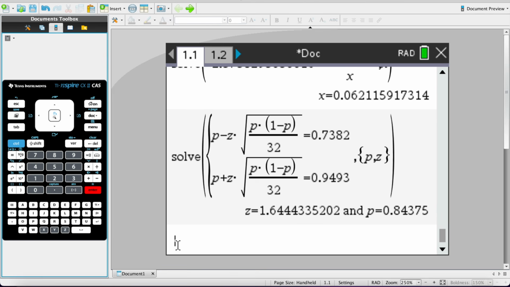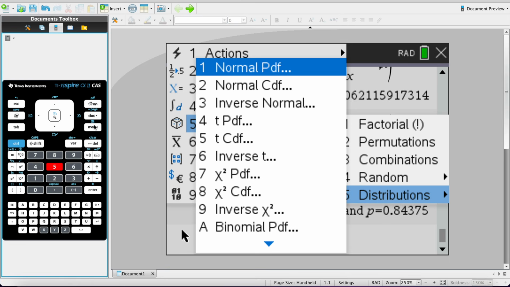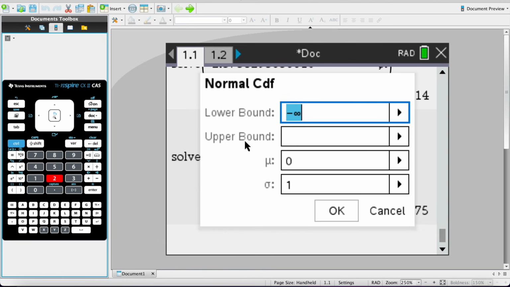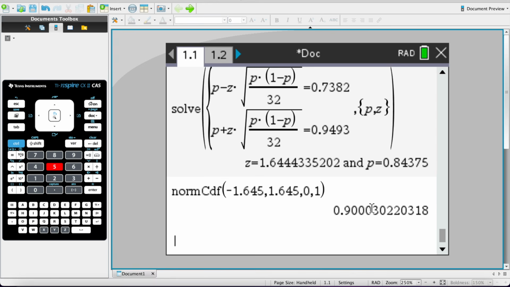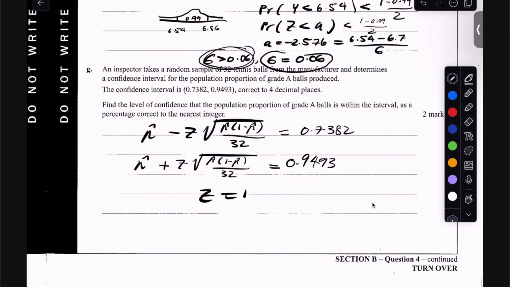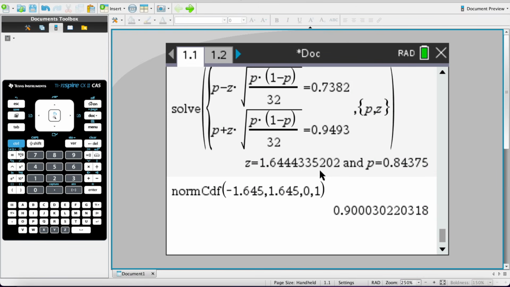Basically, we need to find the probability that it's between negative this and this, and that will give you the confidence interval. So menu 552, negative 1.644 or 645, I don't really care, because it's the nearest integer, and then 1.64501, and it's 90, so 90%. So you can write down here Z is equal to 1.64, is it 645? 6444, so just 644.